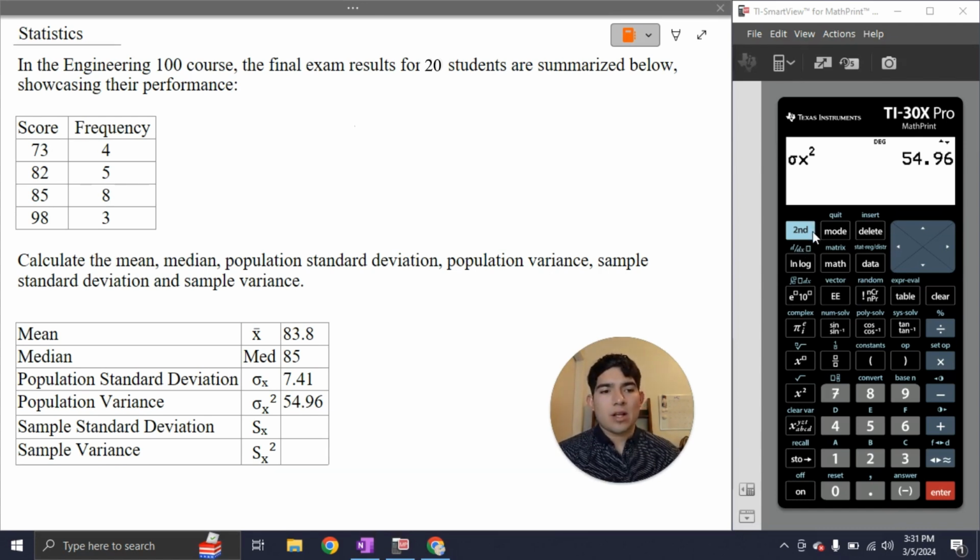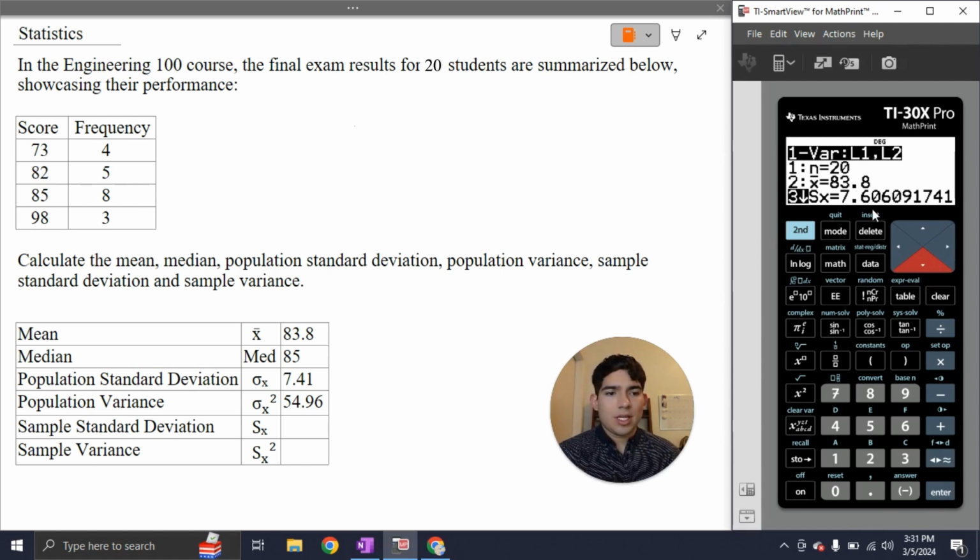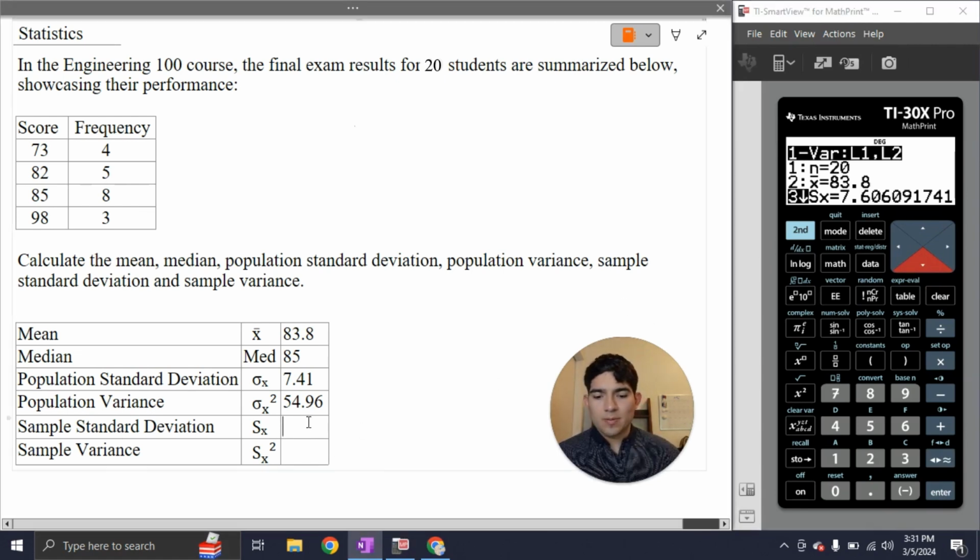Alright, so next we need to determine the sample standard deviation. So now we go back to where we were earlier. You hit second and the data button. Once again, you go and you set up your data the way we had it earlier. And we're back to where we were at. So in this case, our sample standard deviation is 7.61.